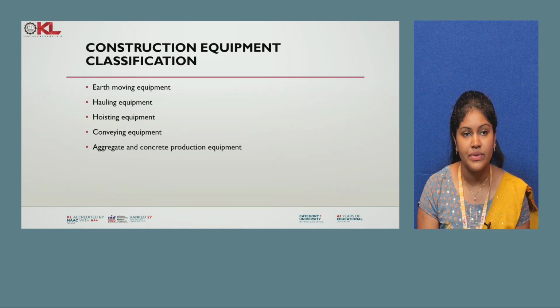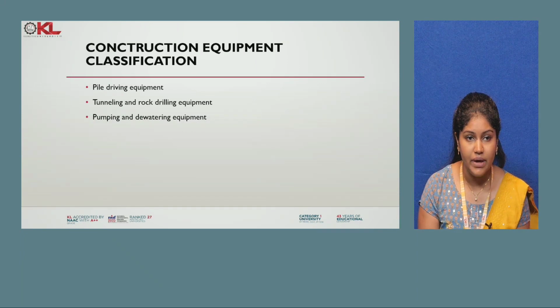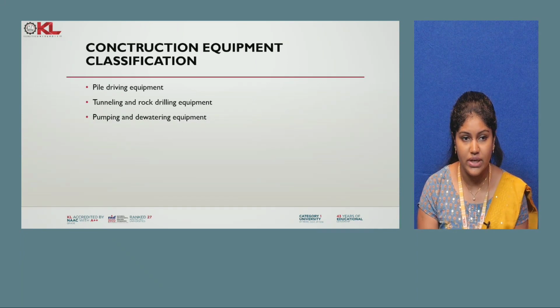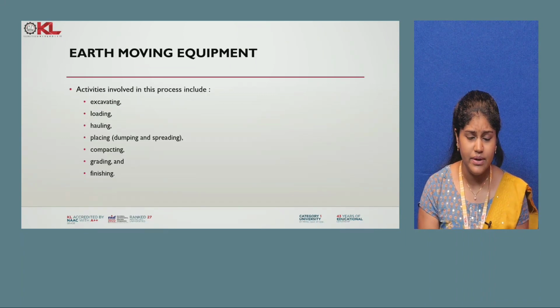So what are the classifications in construction equipment? There are different types of construction equipment: earth moving equipment, hauling equipment, hoisting equipment, conveying equipment, aggregate and concrete production equipment. We will be studying each class and each equipment in detail. And other than that, there are pile driving equipment, tunneling and rock drilling equipment, pumping and dewatering equipment. Coming to detail about earth moving equipment.